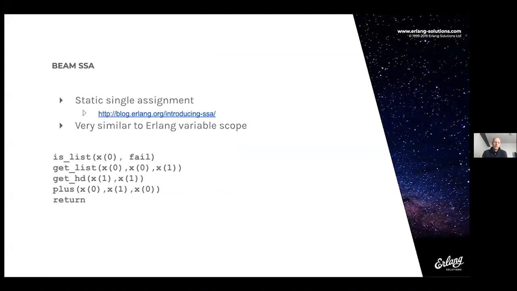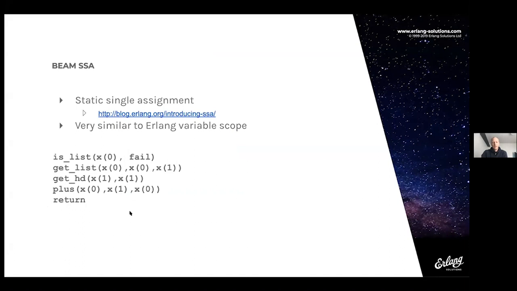Basically, Erlang code before this looked something like on the left. You do an is_list on a register, you do a get_list on that same register, and you put it in the same destructive register, and then put it in another register, and then you do a get_head in X1 and put it in X1, and then you do a plus on X0 with X1, and then put it in X0, and then you return that value.